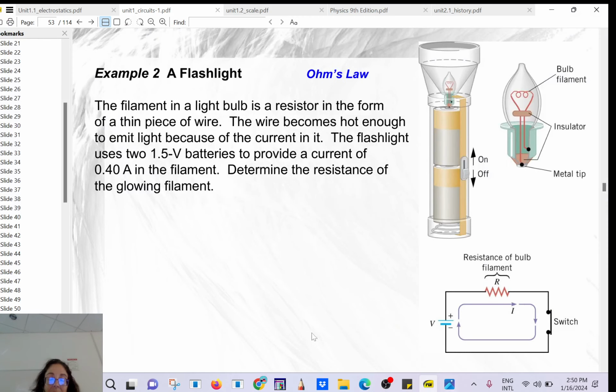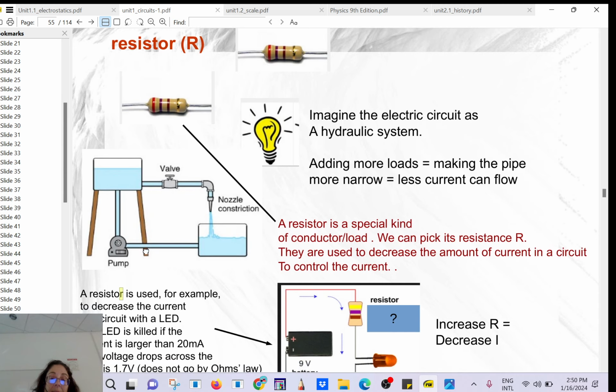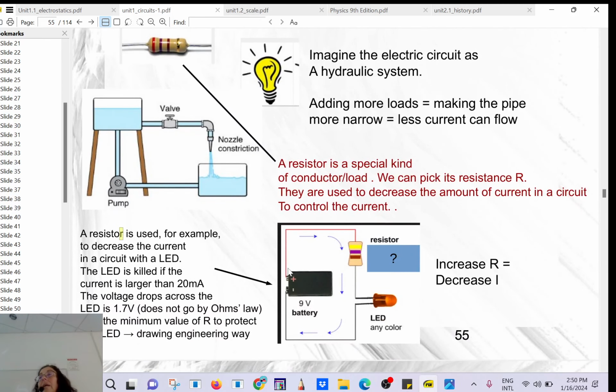This is what I call the engineering way, because it's easier to solve the equations. Here you have a cheat sheet, but I don't know if it's very useful. It shows the relationships between all the equations we have done. So make sure that you print out your equation sheet. So let's try to do this one.